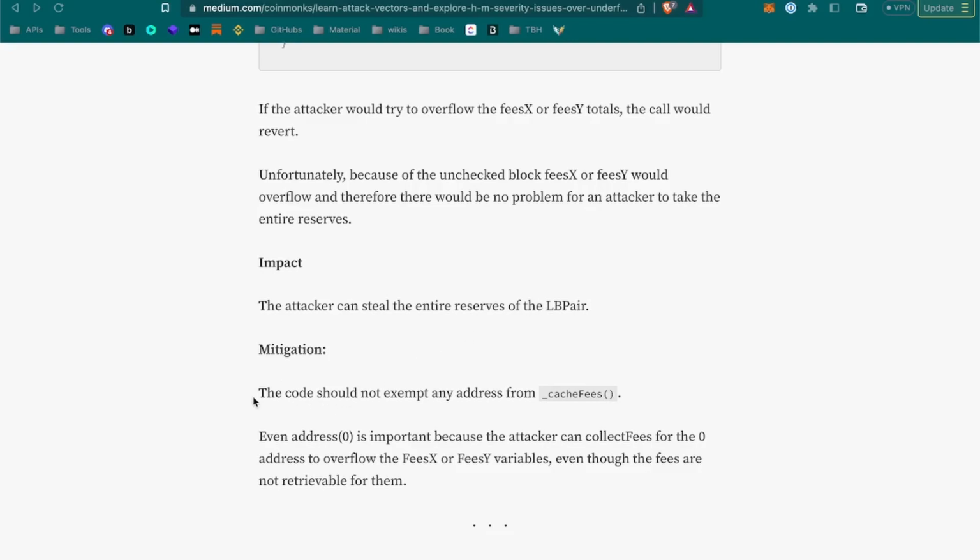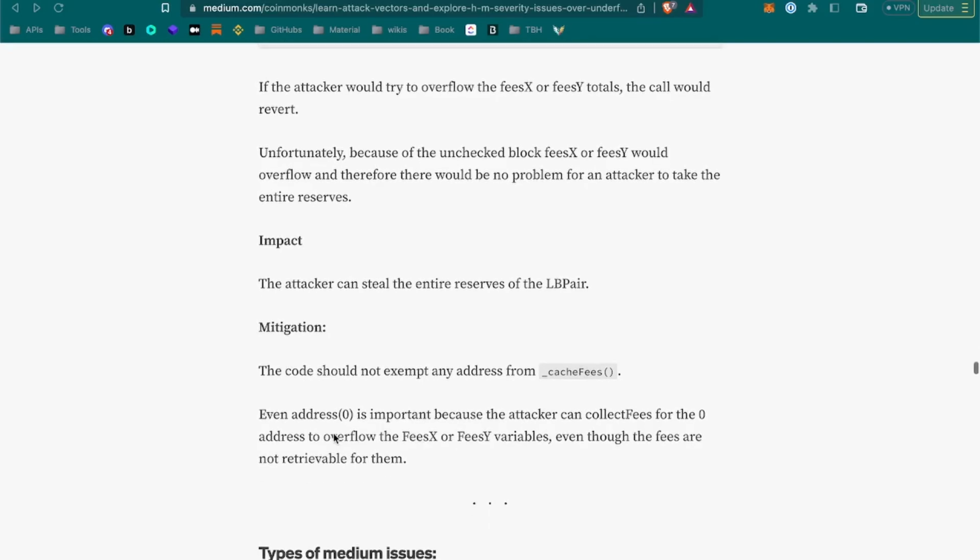What is the mitigation in this case? The code should not exempt any address from the cache fees. Even address zero is important, because the attacker can collect fees from the zero address to overflow the fees X or fees Y variables, even though the fees are not retrievable for them.